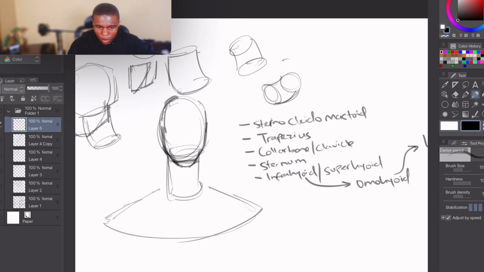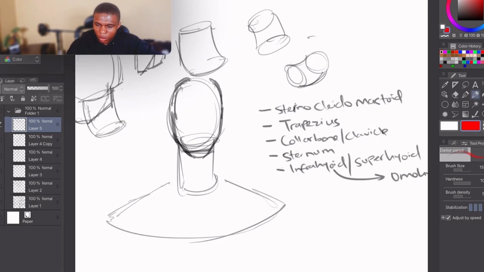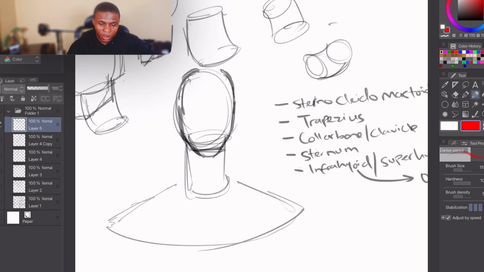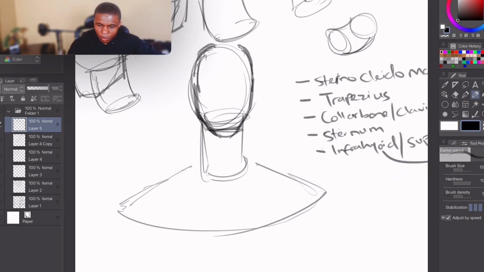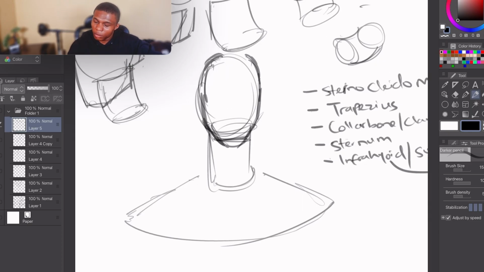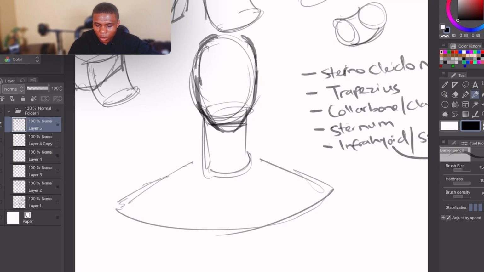Let's put this like this. Yeah. So the muscles of the neck are going to connect from the root of the ear all the way to the clavicle and the sternum.